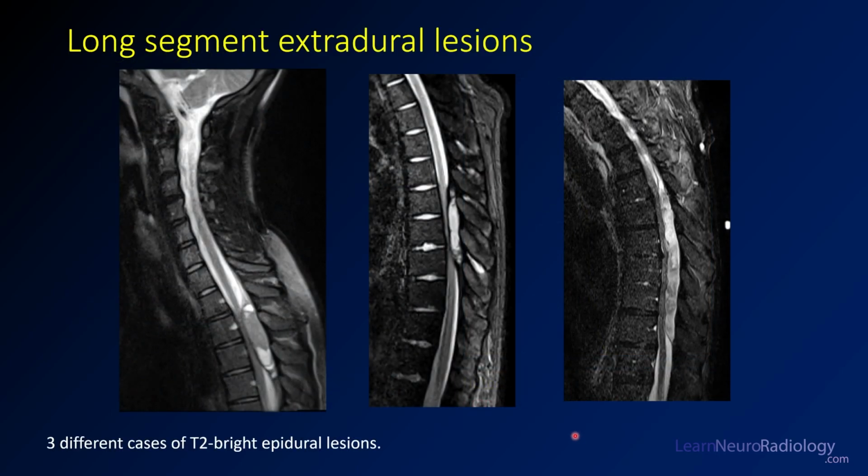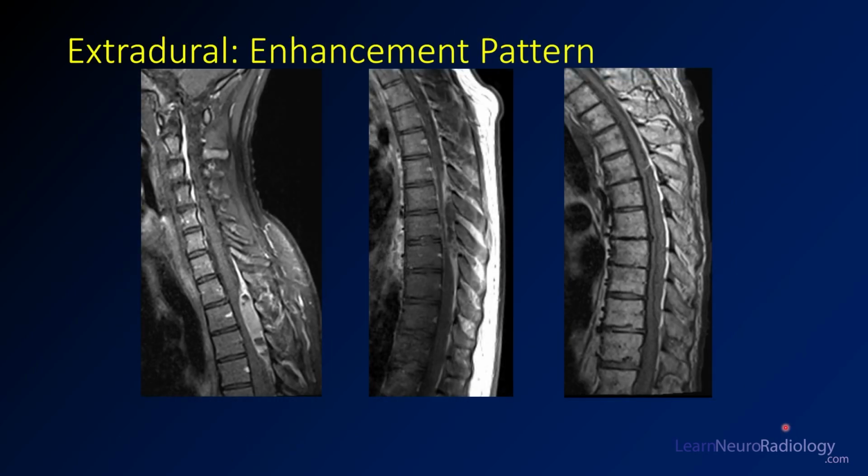Now, when you have long segment extradural lesions, such as these three cases here, these are three different patients with dorsal extradural lesions. These are all T2 weighted images. So you see the dura is lifted up, you have a rounded lesion. They're all somewhat heterogeneous, have kind of thick margins. This one perhaps looks the most heterogeneous of all, but they look very similar and it can be challenging to differentiate them, particularly on these T2 weighted images.